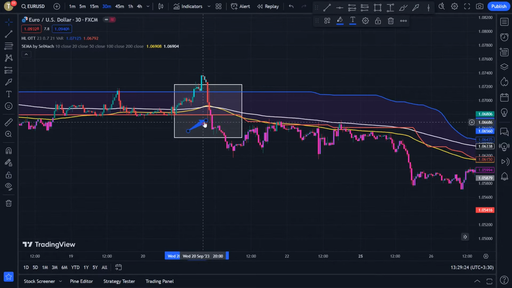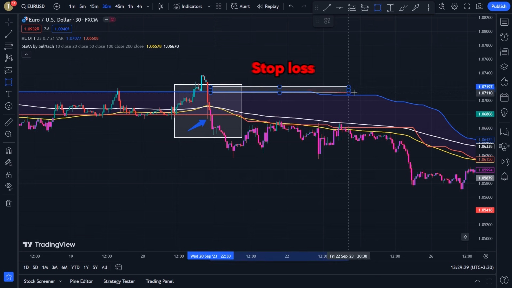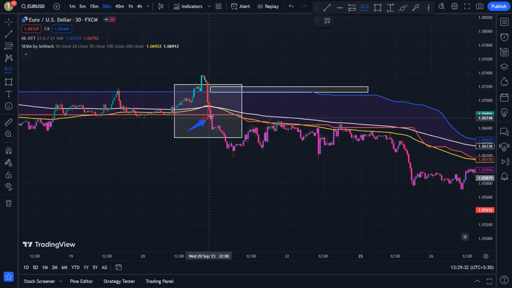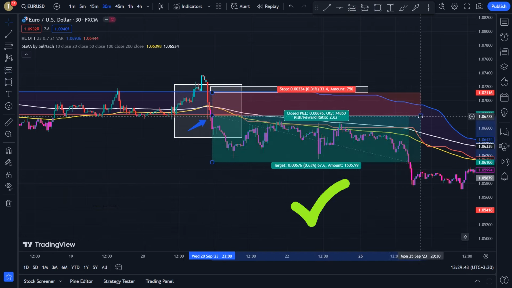When these three conditions are met, we can place a sell order and set our stop loss above the upper line of the HOTT indicator. And risk to reward ratio will be 2.